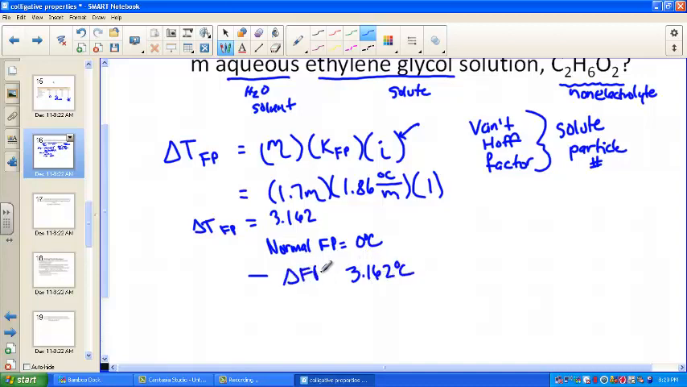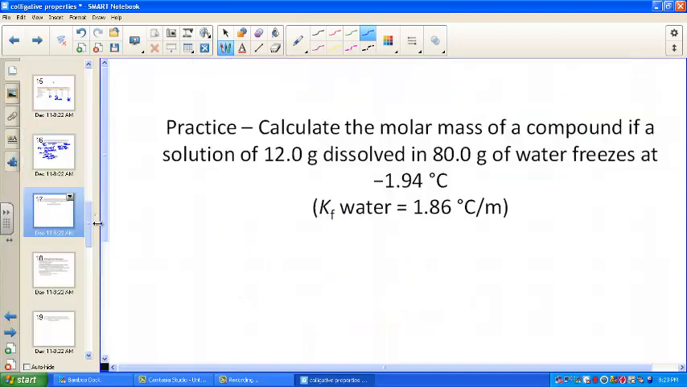This is my change in the freezing point, if you will. The new freezing point is 0 minus 3.162, or negative 3.162 degrees Celsius. My solution will freeze at negative 3.162 degrees Celsius. Let's look at another.